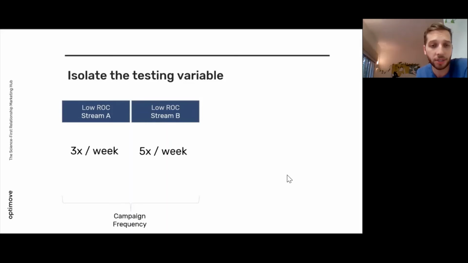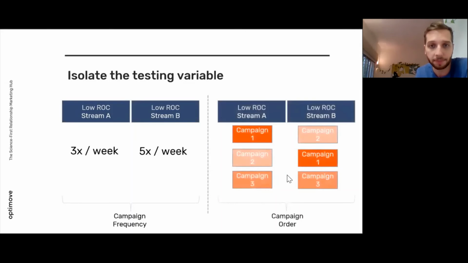If you also want to measure, let's say, the campaign order, understanding if you lead with certain campaigns or certain promotions versus others, you should consider doing that as a separate test. If you combine both of these elements into one, it's going to make it difficult to understand what drove the successful outcome. Was it the frequency or was it the order?